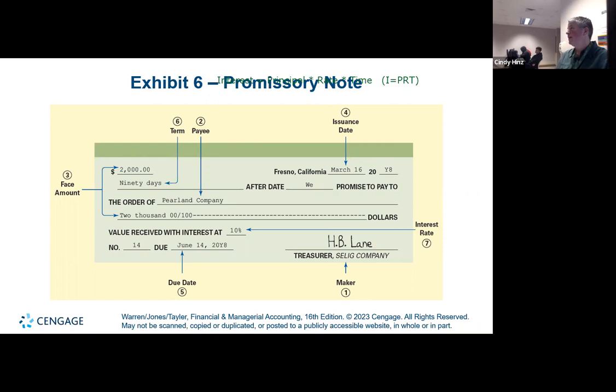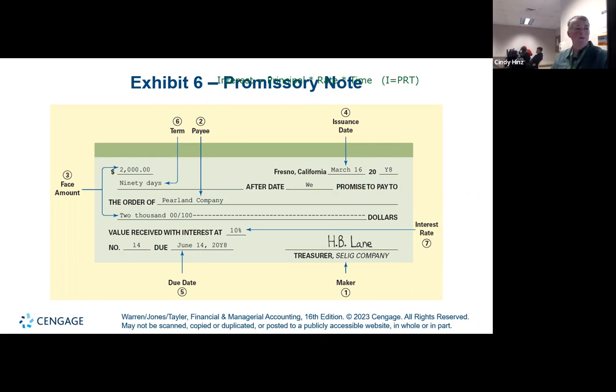One of the more frequent uses of a promissory note is when you already have an account with a company and you're not able to pay it on time, so you negotiate additional time to pay. The company says that's fine, but if we're going to give you extra time to pay, we're going to want some compensation for that in the form of interest. So again, the payee is the lender, the entity that is owed the money.